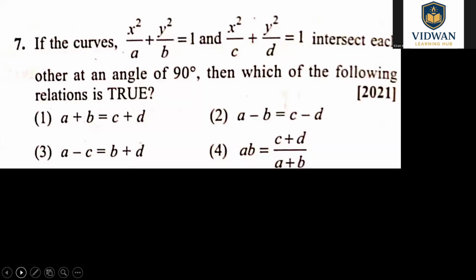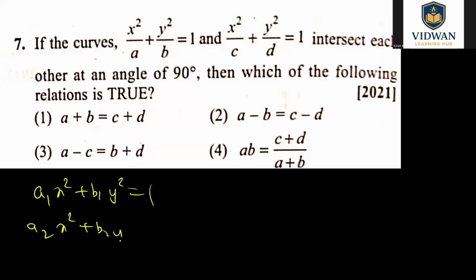So then we'll do question number 7. If these curves intersect at an angle of 90, what is the condition? So already I gave a standard formula. If you remember, if there is some curve a1 x square plus b1 y square equal to 1 and a2 x square plus b2 y square equal to 1, I derived a condition for orthogonality: 1 by a1 minus 1 by b1 is equal to 1 by a2 minus 1 by b2. This is the condition for orthogonality.